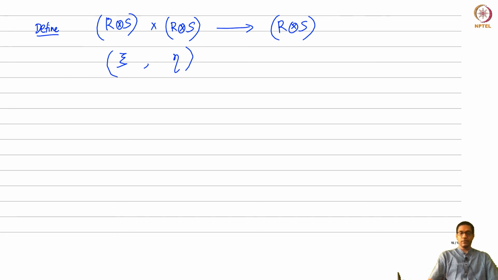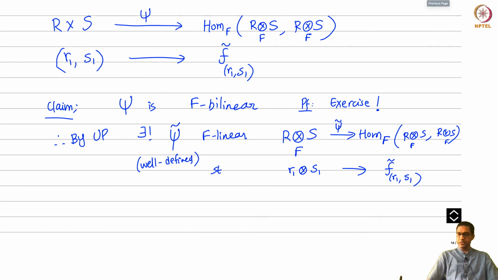How am I going to define their product? I will define their product to be the following: this goes to xi times eta, where I define xi times eta as follows. So what am I supposed to do? I take this psi tilde map. I know what psi tilde does to such elements, but in general it will take any xi to some element psi tilde of xi, which is now some endomorphism of R tensor S.